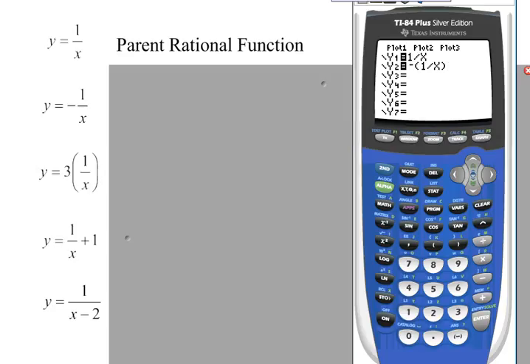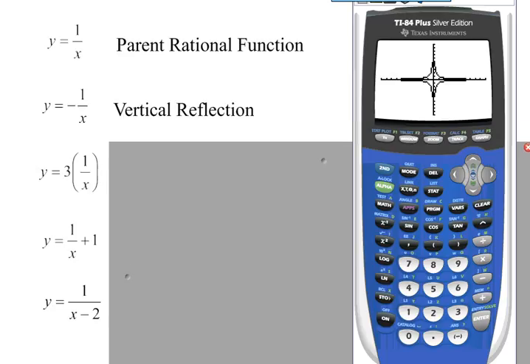You have to pay close attention when you hit the graph button because it's going to graph it pretty quickly. But we want to compare the parent functions to our new function. Well, there it is. It did it pretty quickly, right? So we see in our graph that we now have a vertical reflection. What was up top has flipped down to the bottom. What was on the bottom has now flipped up to the top. And this goes right along with what we learned whenever we talked about vertical reflections with quadratics and other functions already.